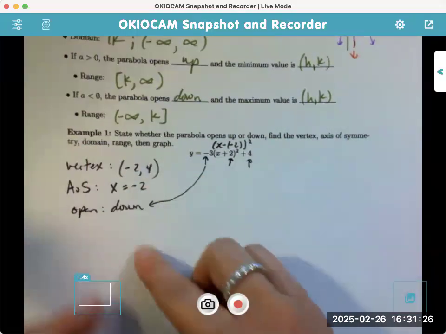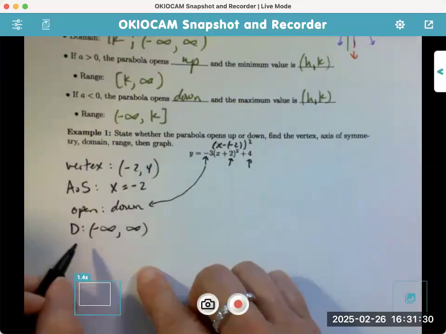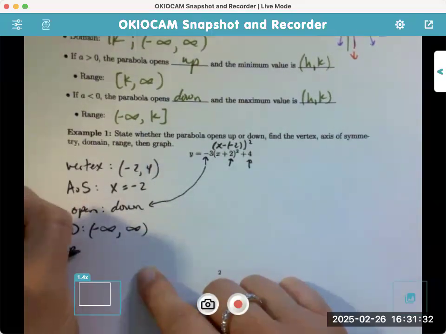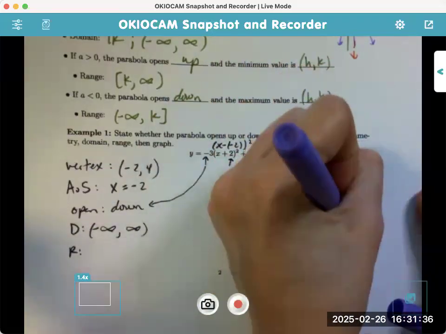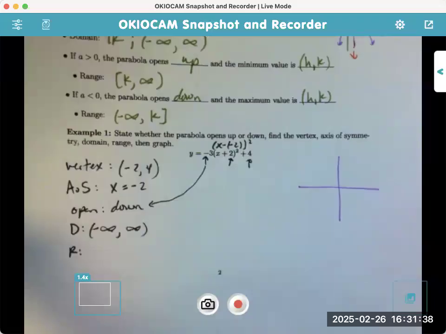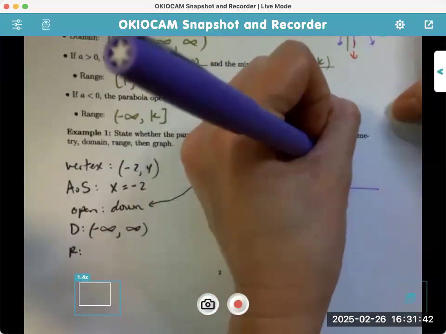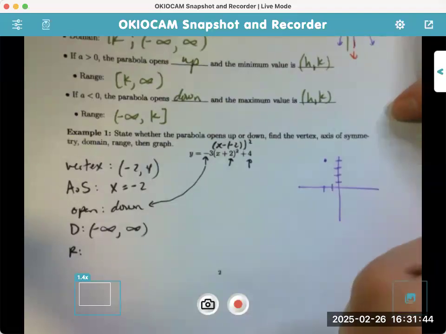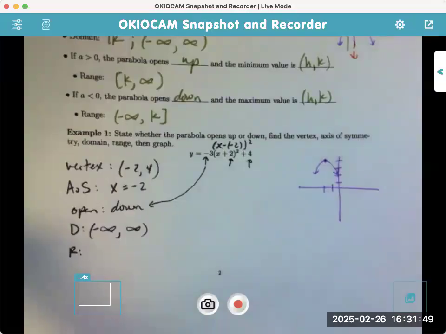Where are we? Domain. That's an easy one. That's all real numbers for any quadratic. The range, I'm a visual person, so let's give us a visual. So the vertex is -2, 4. 1, 2, 1, 2, 3, 4. Okay, we open down, axis of symmetry, there and there.